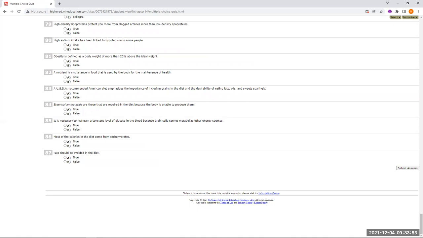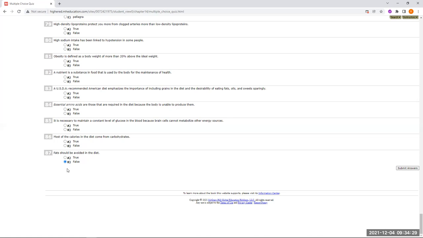Let's go backwards from 87 up. Fat should be avoided in the diet, true or false? False. Whenever you get questions like this, always remember a nice rule of thumb, absolutes are not really good things in science or medicine for that matter. So if you see a question asking you about something absolute, you know, fat should be avoided in the diet, it's usually false, right? Whenever you see things that make absolute statements, you know, should be avoided, don't eat fats, it is usually false. Let's look at the next one.